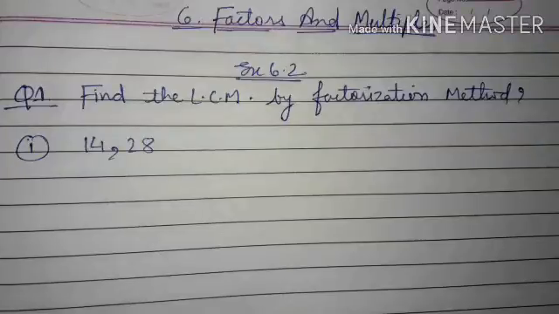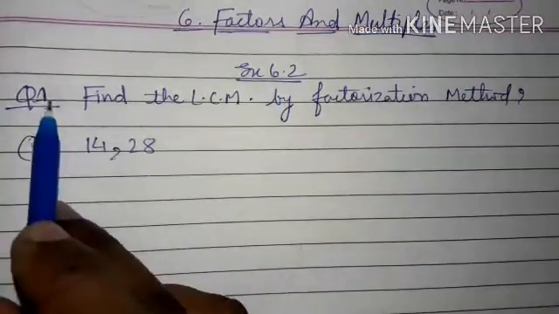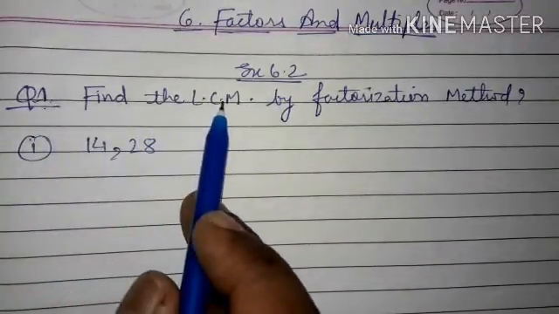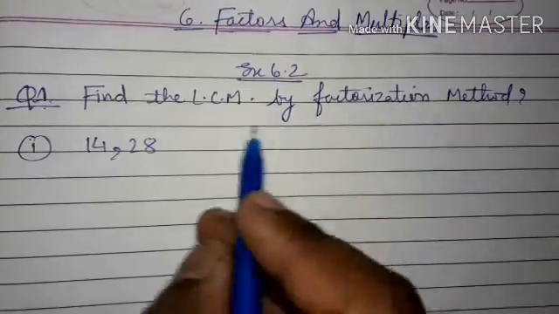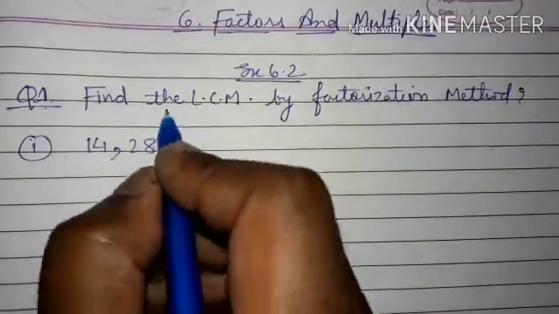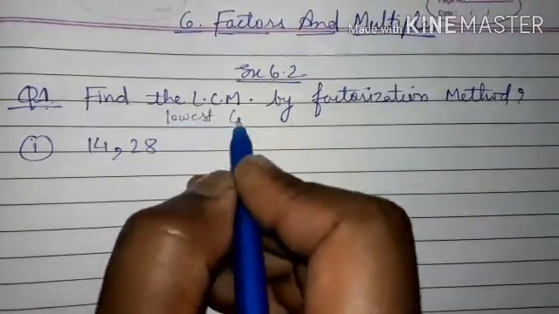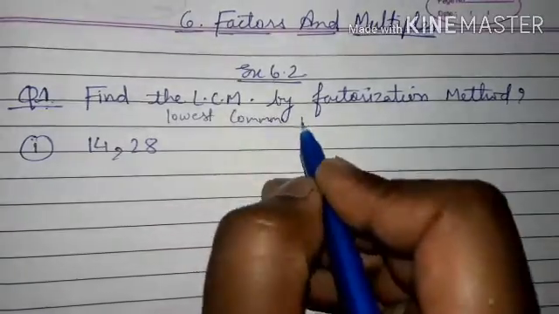Good morning to all. We are in chapter 6, Factors and Multiples. We have done exercise 6.1. Today we will start exercise 6.2. Question number 1: find the LCM by factorization method. Here LCM means lowest common multiple.